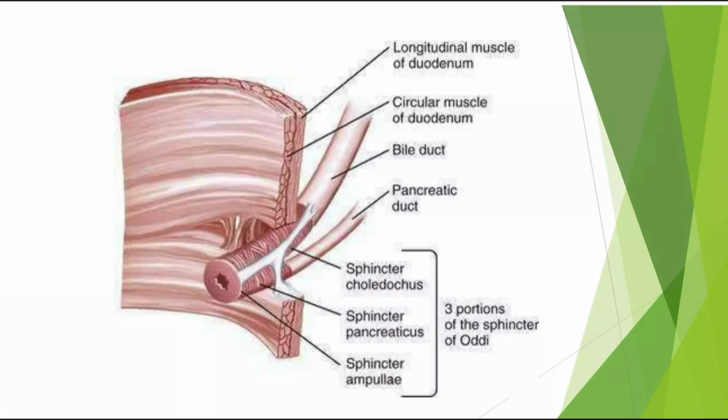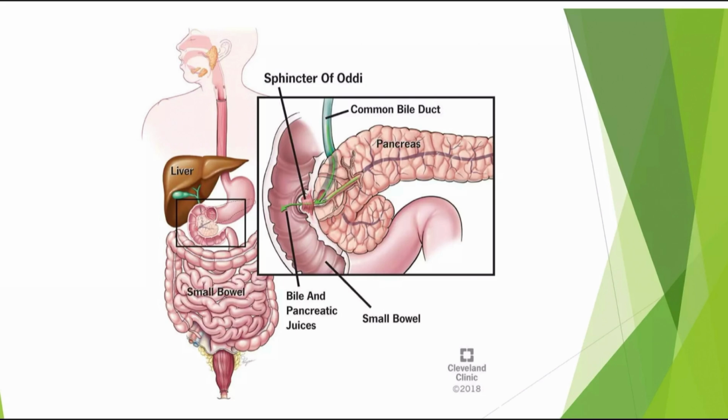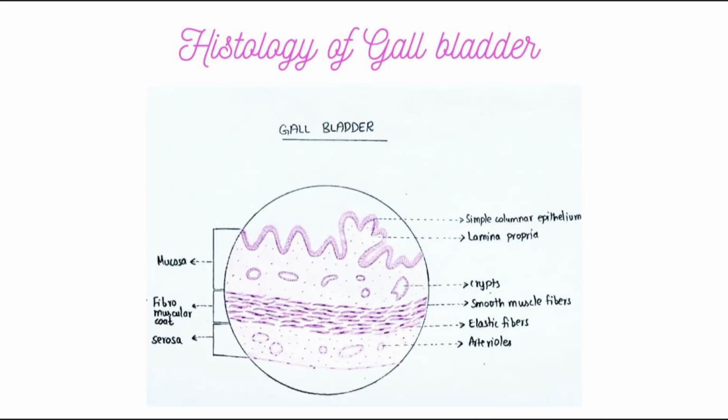So this is also important. Now see, this is another picture showing the sphincter of Oddi. This is the common bile duct and the pancreatic duct, forming the common duct which is covered by the sphincter of Oddi. Now, there is one important thing that you have to understand about the histology of the gallbladder. Just the basic anatomy that I have told you is more than enough for the first prof.